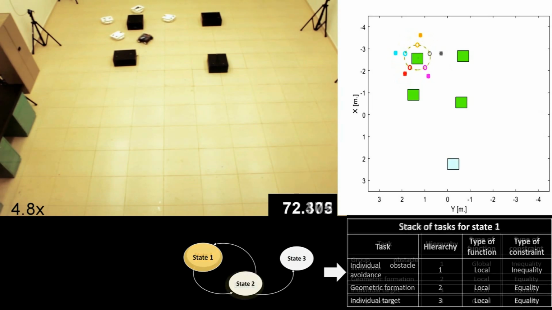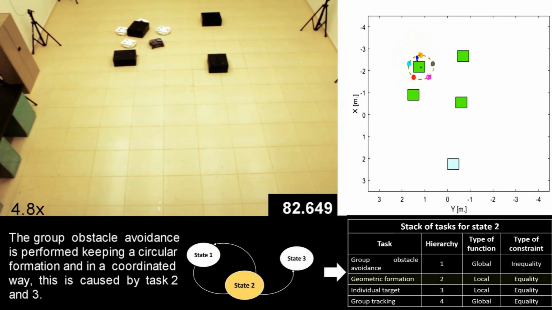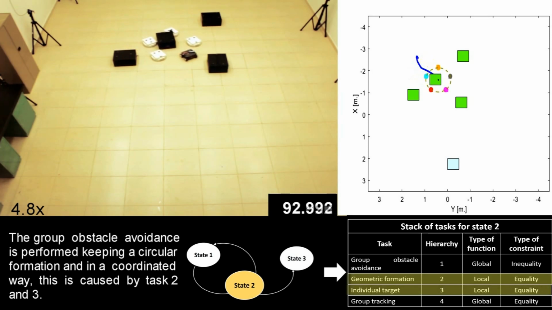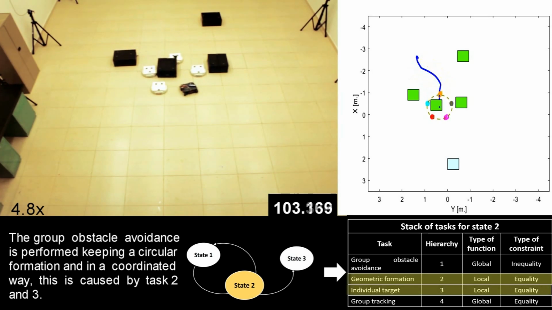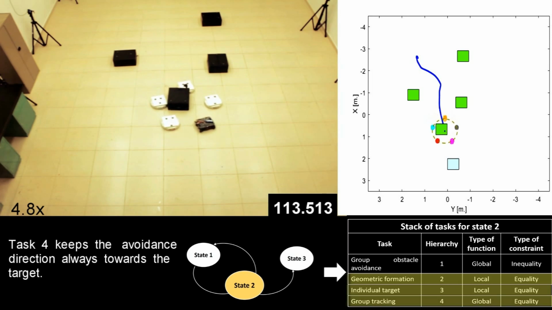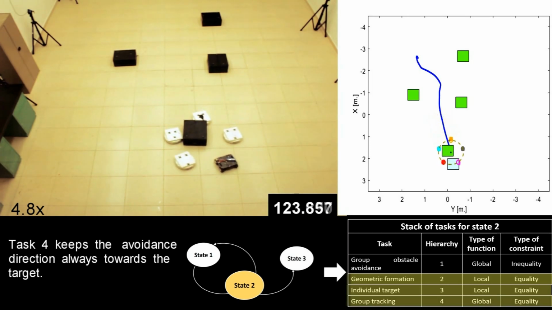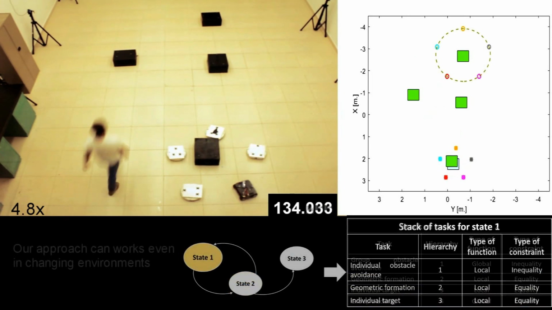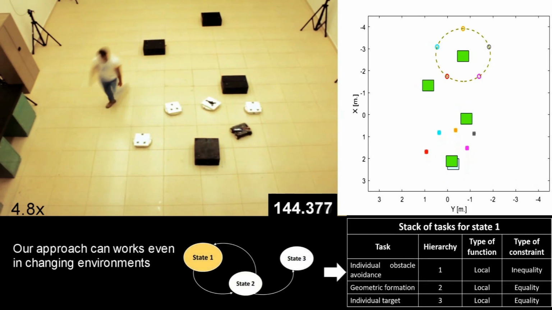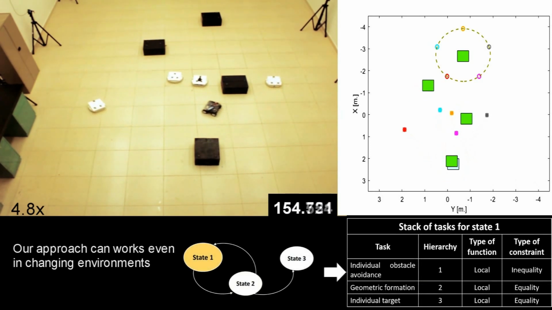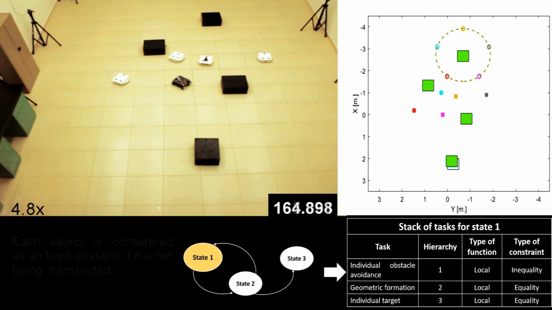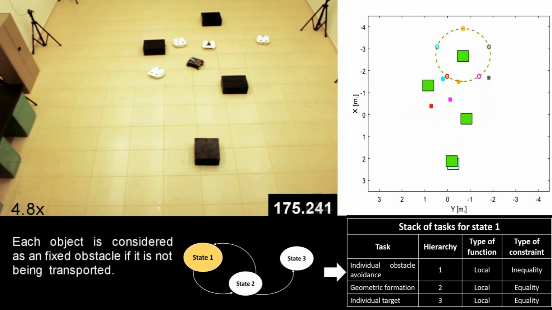The group obstacle avoidance is performed keeping a circular formation and in a coordinated way. This is caused by tasks 2 and 3. Task 4 keeps the avoidance direction always towards the target. Our approach works even in changing environments. Each object is considered as a fixed obstacle if it is not being transported.